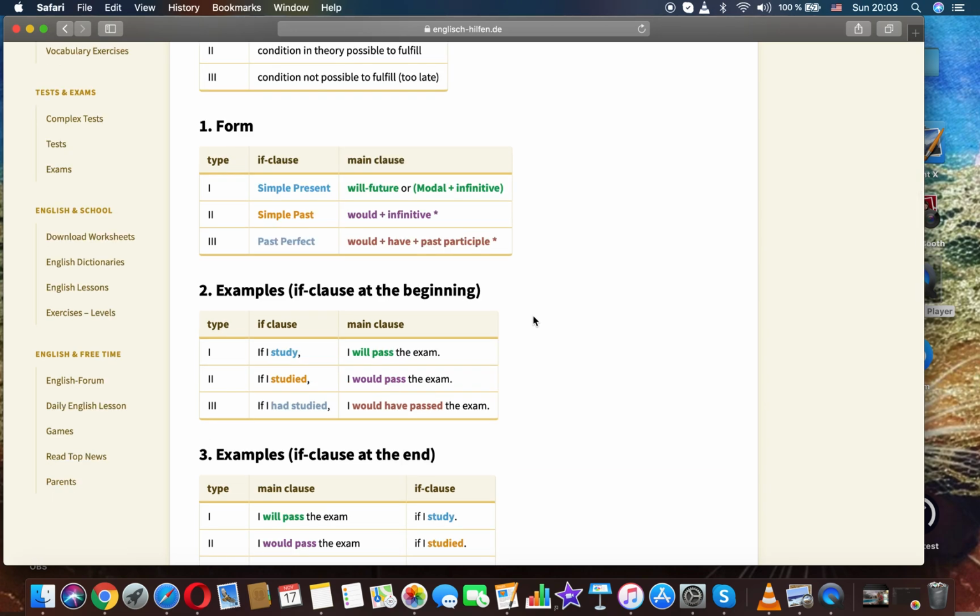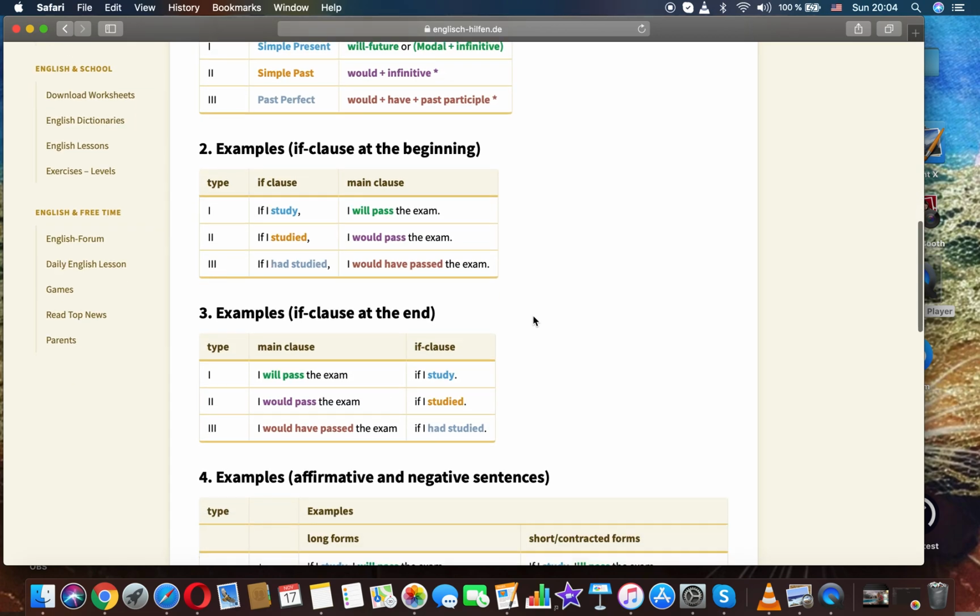First type: if clause, simple present; main clause, will future or modal plus infinitive. Second type: if clause, simple past; main clause, would plus infinitive. Third type: if clause, past perfect; main clause, would plus have plus past participle.